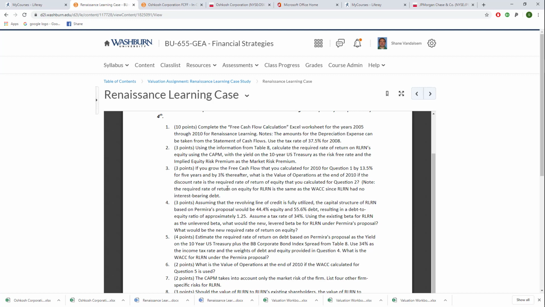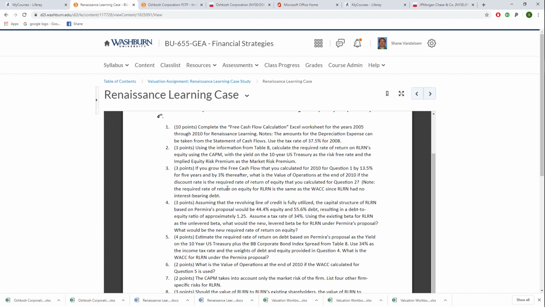Number 5, estimate the required rate of return on debt based on Permira's proposal as a yield on the 10-year U.S. Treasury plus the BB Corporate Index spread. So we assume that, based on their financials, with the amount of debt that Permira would use to purchase Renaissance, that Renaissance would then have to take on debt that would have a corporate bond rating of BB. And so we'd want to use the index spread.